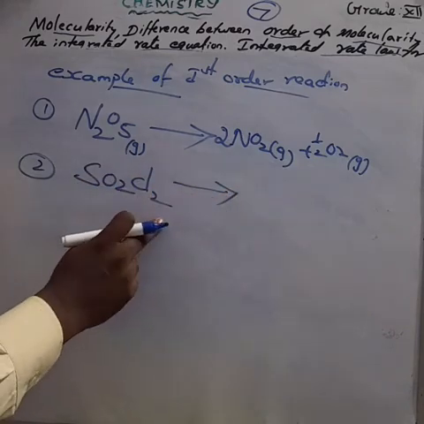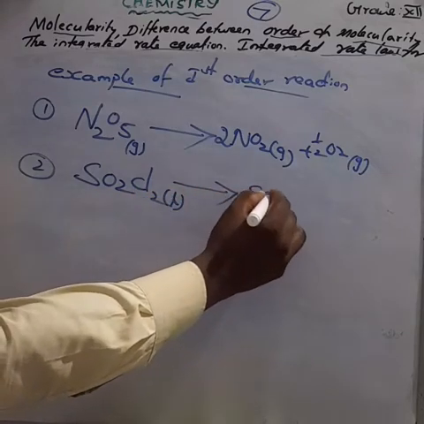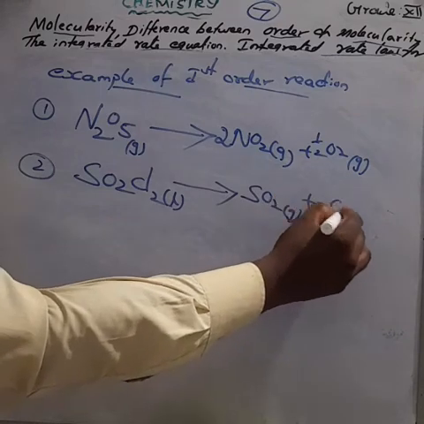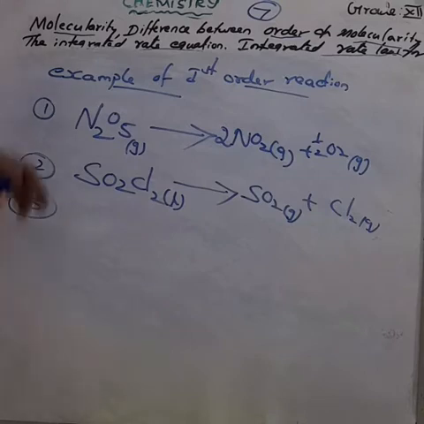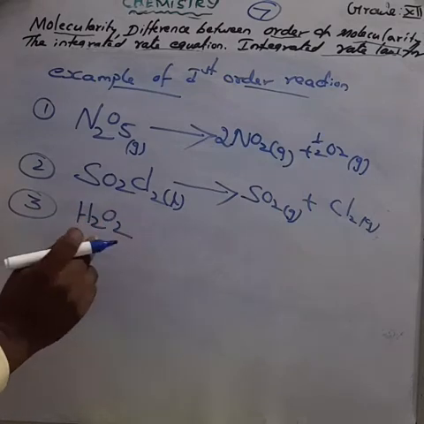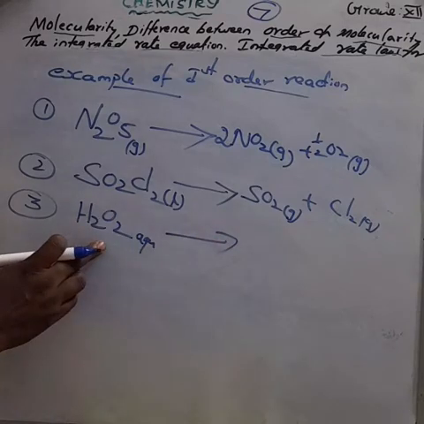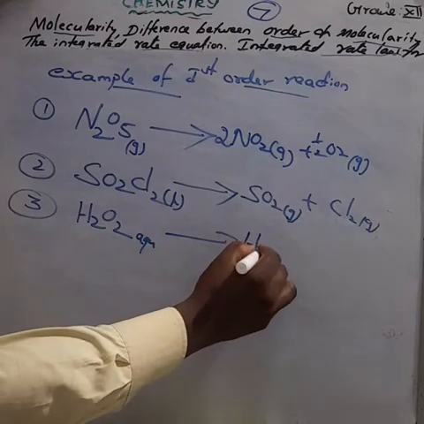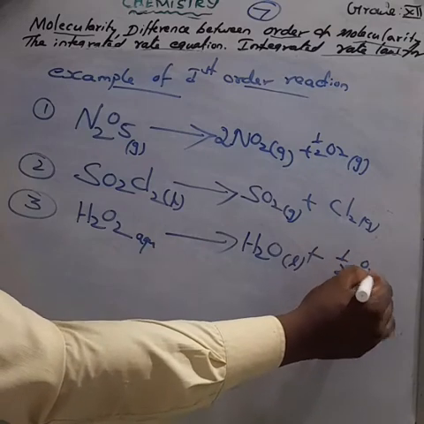SO2Cl2, in the liquid state, is converted into SO2 gaseous state plus Cl2 gaseous state. Second example, decomposition of sulfuryl chloride. The third, decomposition of hydrogen peroxide in aqueous solution. Hydrogen peroxide, formula H2O2 aqueous, gives H2O liquid plus half O2 gas.